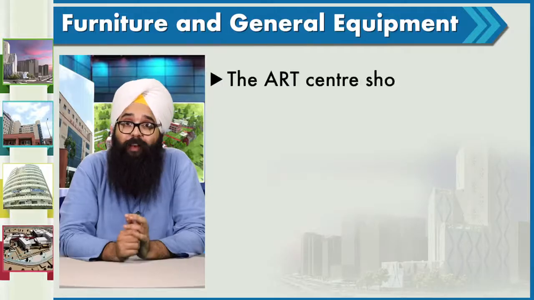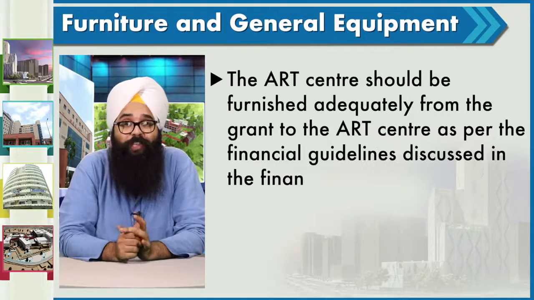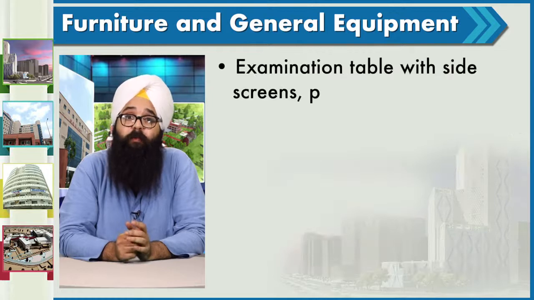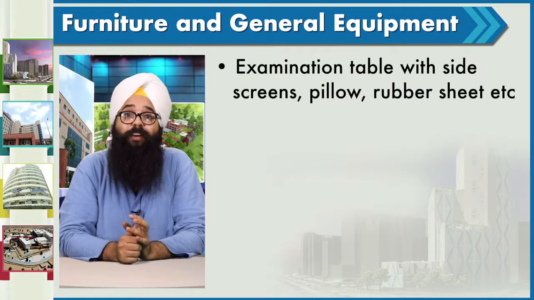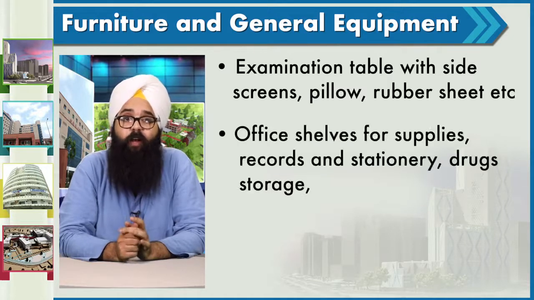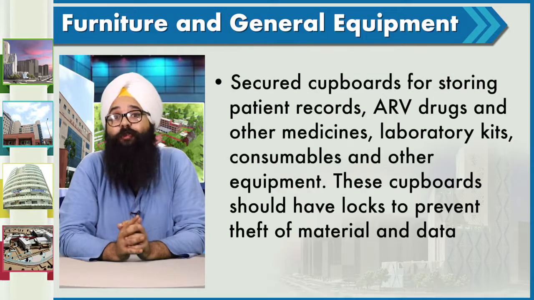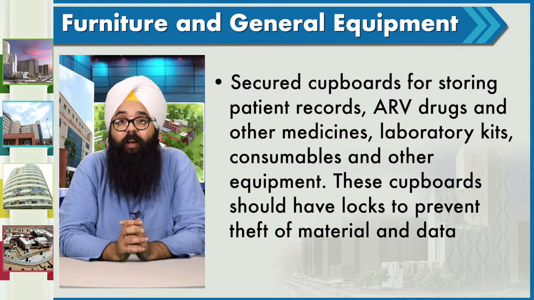Now let's look at the furniture requirements. As architects, we also have to take care of the furniture requirements. So tables and chairs have to be provided, an examination table with side screens, pillows and rubber sheet, etc. Office shelves should be there, appropriate furniture for computer and printer, and office stationery should be there, and secured cupboards for storing patient records.